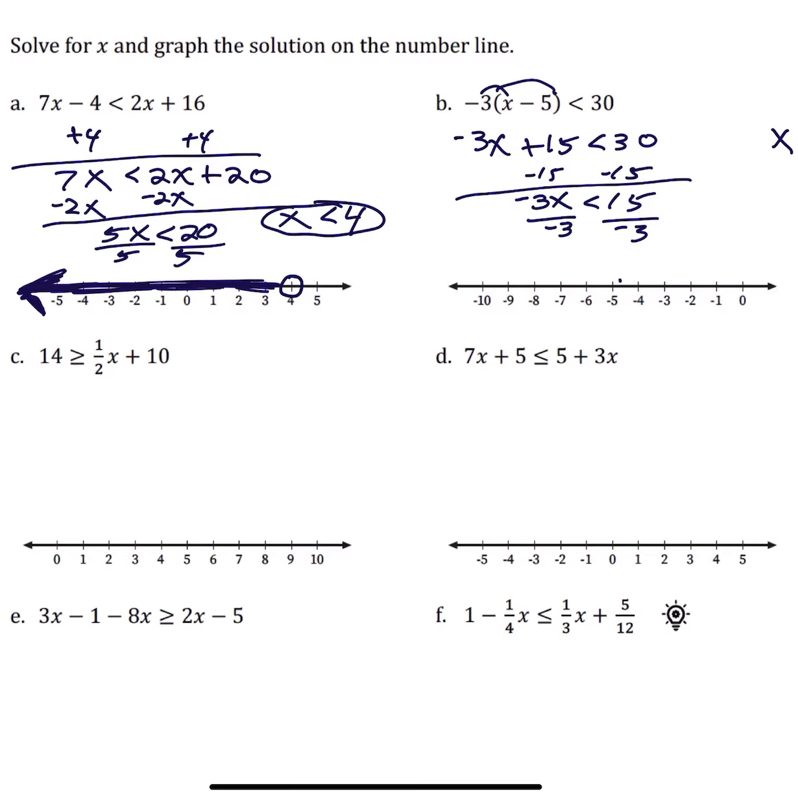So I'm going to put an open circle at negative 5, since it's not or equal to, but we're going to shade to the right because we had to flip that sign, getting x is greater than negative 5.